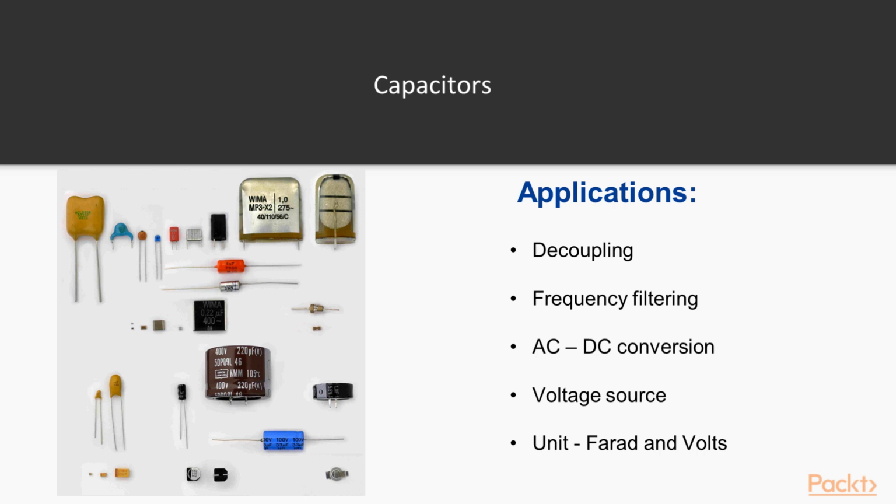You can use a capacitor to filter certain frequencies from your voltage. It plays a critical role in converting AC to DC. It can also be used as a bypass component to your source voltage for a small amount of time. The unit of capacitors is farad and volts, that is how much voltage it can carry.